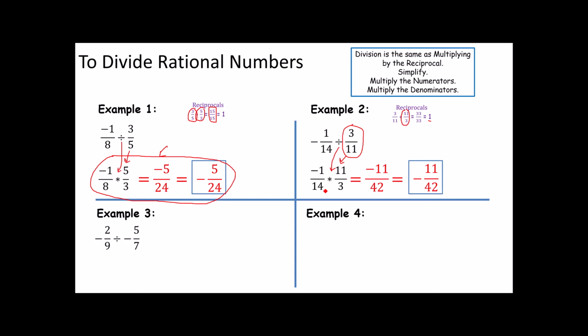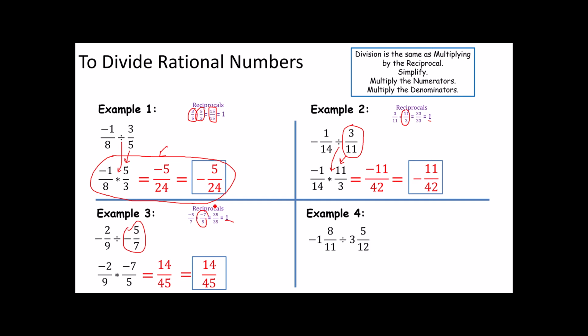Again, if you're feeling pretty good, I would recommend pausing the video, trying this on your own. I'm going to keep going. Since it's a division problem, I'm going to take this second number and I'm going to find its reciprocal or its multiplicative inverse. In this case, it is -7/5. And you can see when I multiply those two together, it does give me a 1. I'm going to rewrite it as a multiplication problem using that reciprocal. Multiply the numerators, multiply the denominators, and we're done.